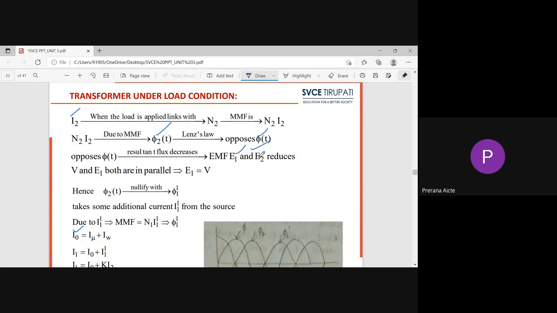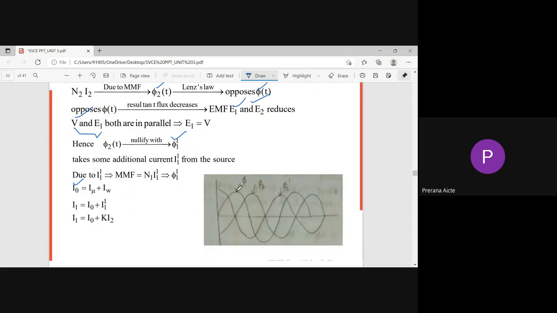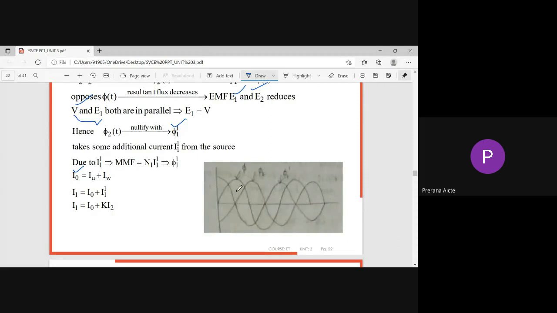So when E1 and E2 voltages are reduced, there will be a potential difference between V1 and E1. Because of this potential difference, V1 pumps extra current. That current is nothing but I1 dash current, the load component of primary current. Because of the load component of primary current, a load component of primary flux is created, which is equal and opposite to phi 2 flux. Then the net flux in the transformer is constant.